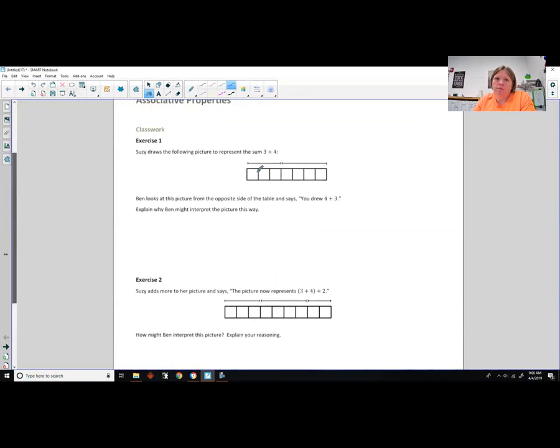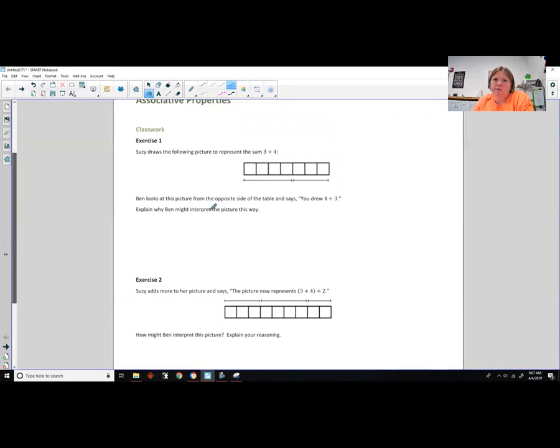Okay, so what are they talking about here? Well, what they're saying is Susie drew this. And so she is basically saying that this is 3 plus 4. And if you read from left to right, it's 1, 2, 3, and then she stopped there, plus 1, 2, 3, 4. But Ben sees it as this because he's on the other side. So if he's on this side, the paper is facing him this way. Now he's seeing 1, 2, 3, 4 plus 3.